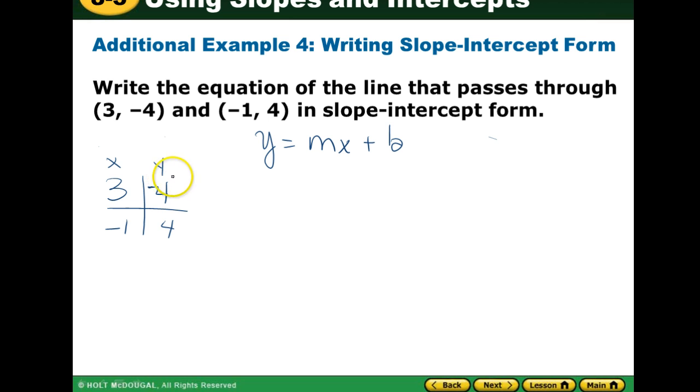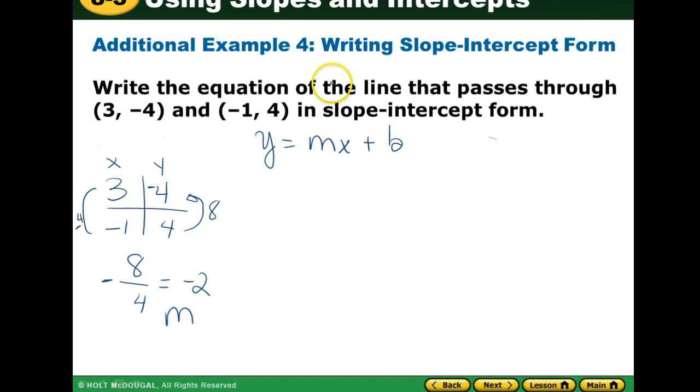Remember, the slope is just the change in y over the change in x. So we can say here 4 minus negative 4, so that will be 8, and then here will be negative 1 minus 3, so that will be negative 4. So here our slope will be 8 over negative 4, and 8 divided by 4, we all know that's 2, so that will be negative 2. So the slope here is negative 2.